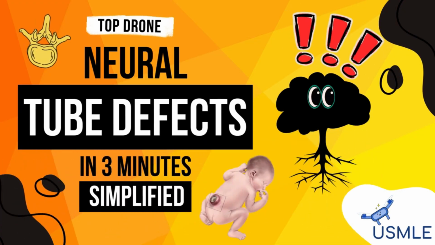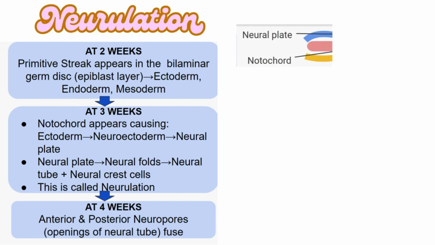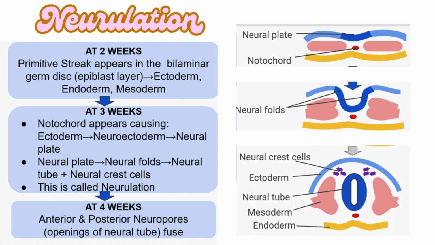Let's study neural tube defects in 3 minutes. Previously, we have gone over the process of neurulation. At 2 weeks, a primitive streak appears in the bilaminar germ disc, resulting in ectoderm, endoderm, and mesoderm formation. At 3 weeks, the notochord appears, causing the ectoderm to convert into a neural plate. The neural plate converts into neural folds, which turn into neural tube and neural crest cells.